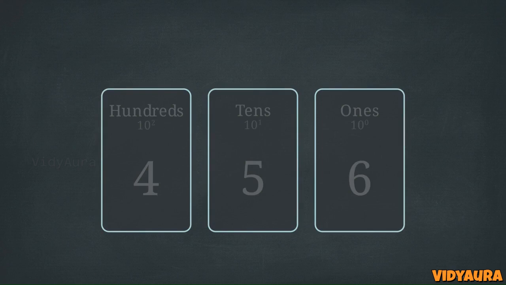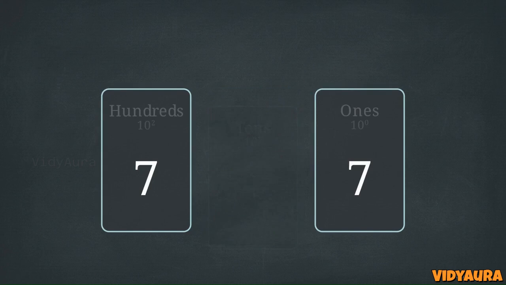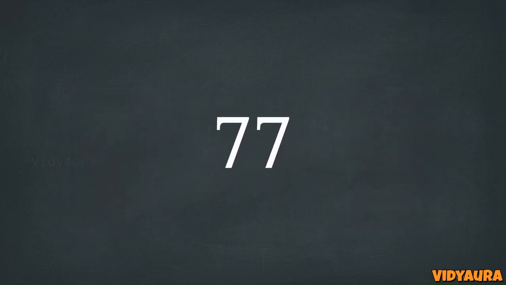But a strict place value system faces a critical failure point. What happens when a column is entirely empty? Look at 707. If you don't have a way to represent the empty tens column, the 7 in the hundreds place slides over, and the number collapses into 77.